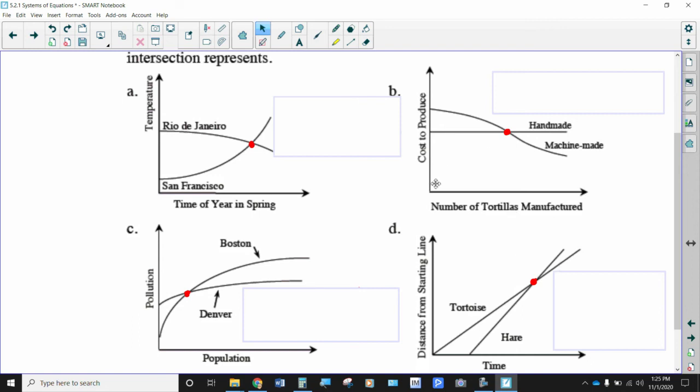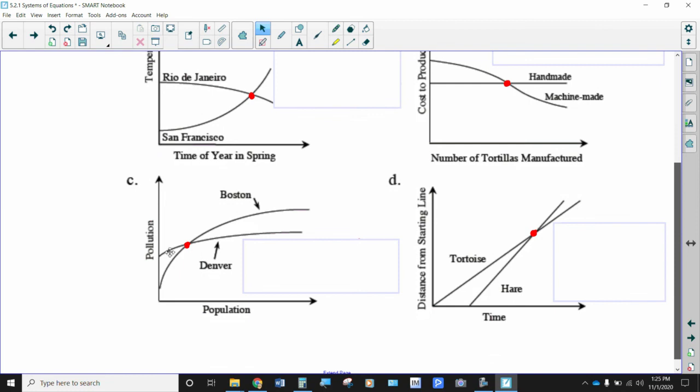Here you've got the cost to produce some tortillas. So the traditional way of making tortillas is you have someone in the back kitchen making all the tortillas, right? You make them by hand. But if you purchase a machine, then it's going to cost a little bit more at first. But as you manufacture more tortillas, the machine starts to become more efficient, so the cost to produce it goes down over time. What does that point represent?